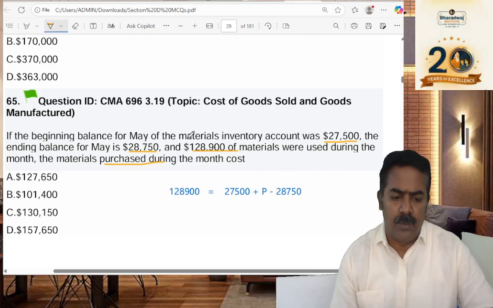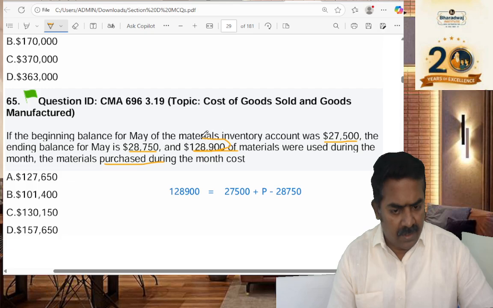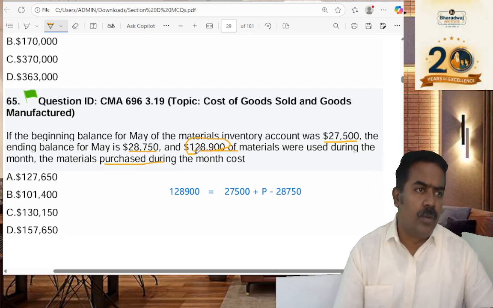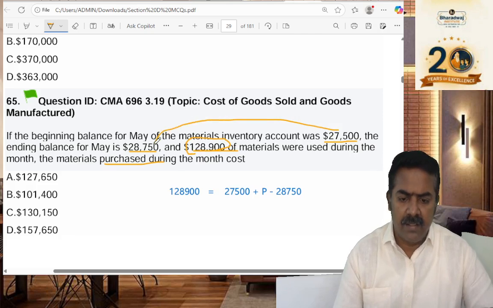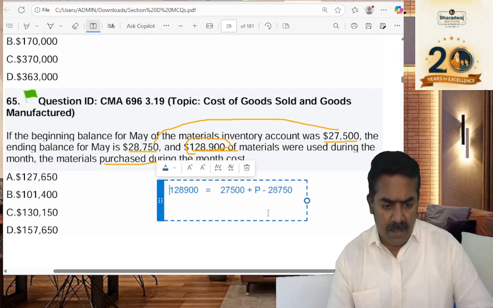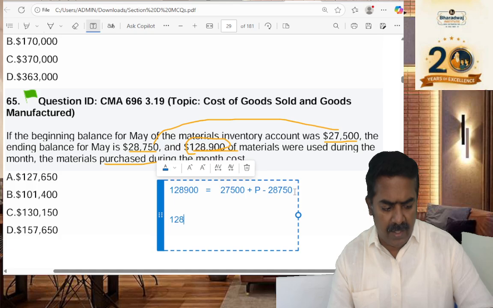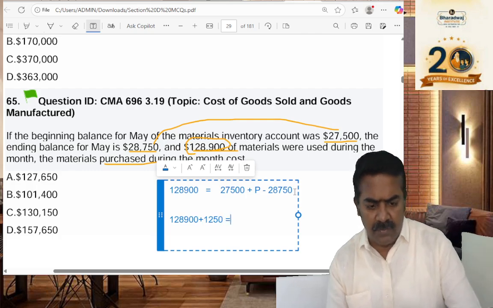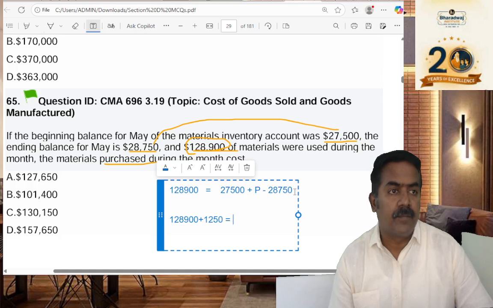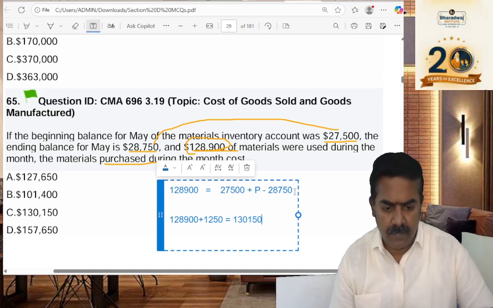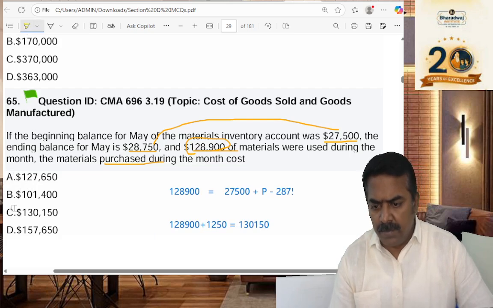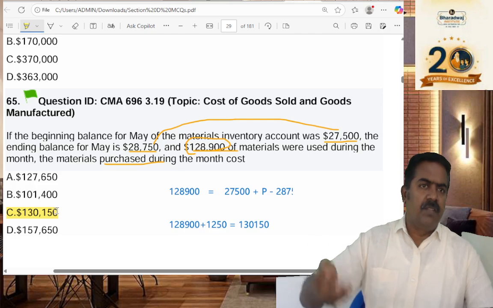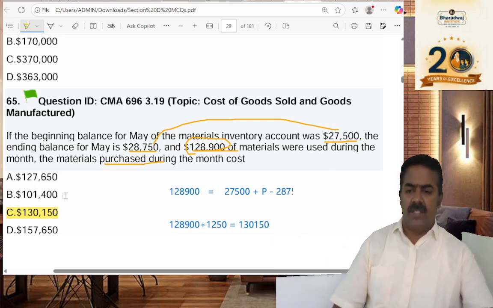Or indirectly, that's a shortcut method. How much is used? 128,900. What is the increase in inventory? 27,500 to 28,750, so 1,250 increased. Directly, you can do it by that method also. How much is consumed? 128,900 plus the inventory increase of 1,250. This will also give you the answer. What is the answer? 1309. Consumed plus increase in inventory, both are purchases.